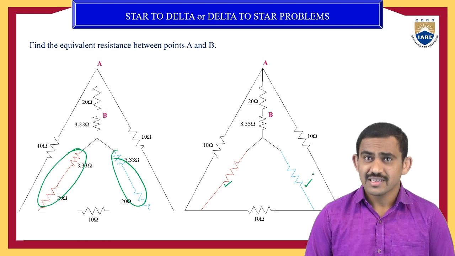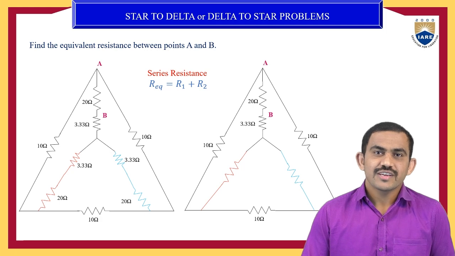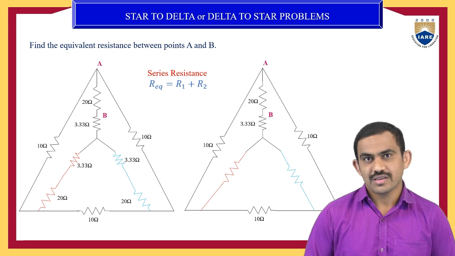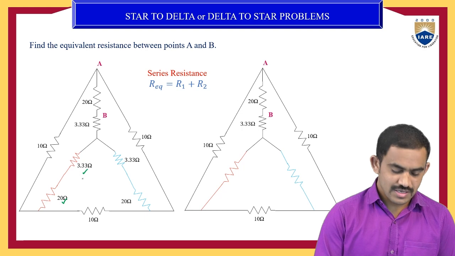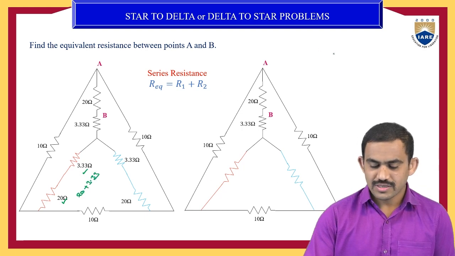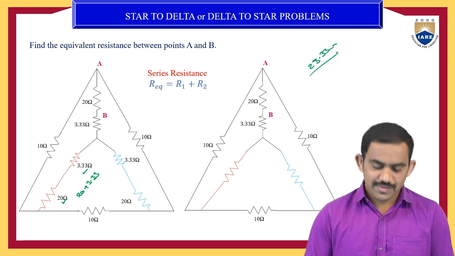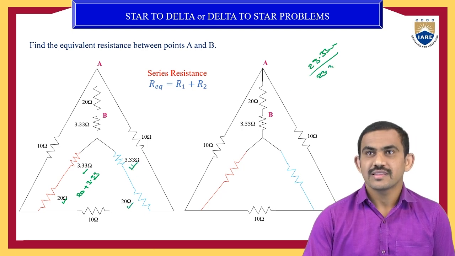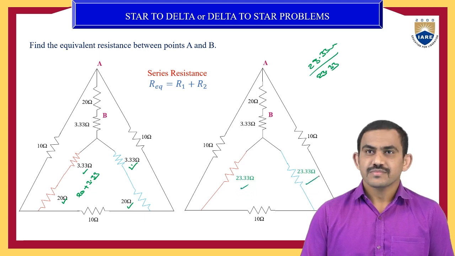So both are in series. Series means we have the formula, R equivalent equal to R1 plus R2. So when you have both resistors in series, then we have this formula. Resistors in series means R1 plus R2. Here 20 plus 3.33 will get 23.33 ohms. Same here also, 3.33 and 20 will get 23.33. Okay. So those values I have substituted here.